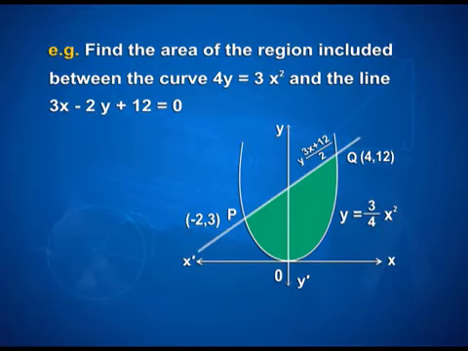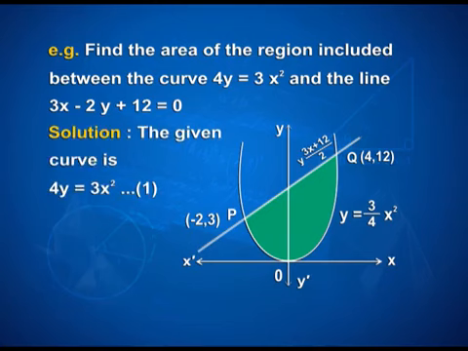One more example here. Find the area of the region included between the curve 4y is equal to 3x square and the line 3x minus 2y plus 12 is equal to 0. For the solution, the given curve is 4y is equal to 3x square. Take this as the first equation.